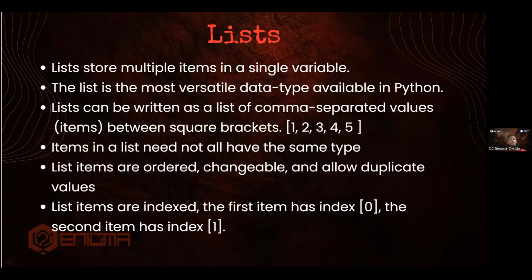So list items are ordered, changeable, and allow duplicate values. This is something that we again have to remember. They are ordered. It means that when you declare a list and have items in the list, you can access them according to order. They are not random. So if you want to access the second element in the list, you can do so. If you want to access the third, you can do so. And the order won't change unless you specifically change the order.